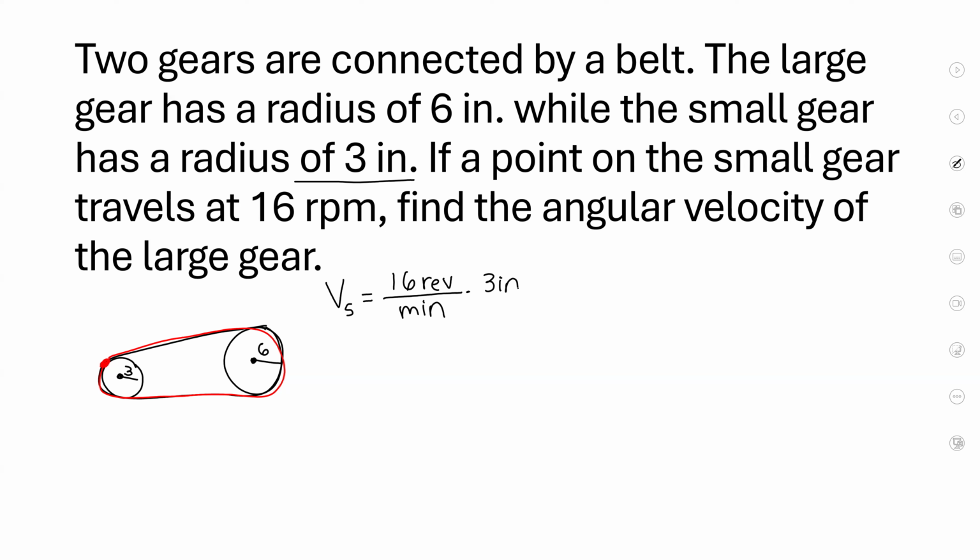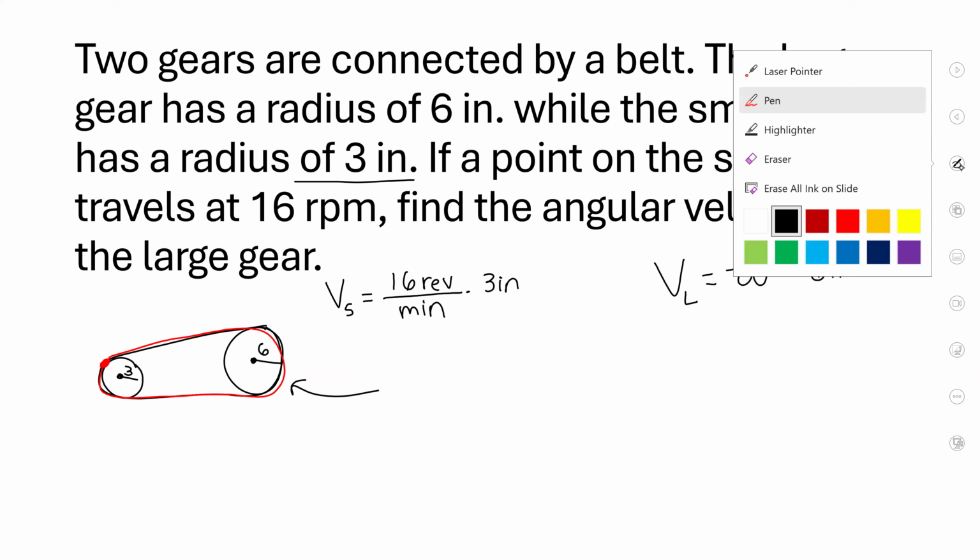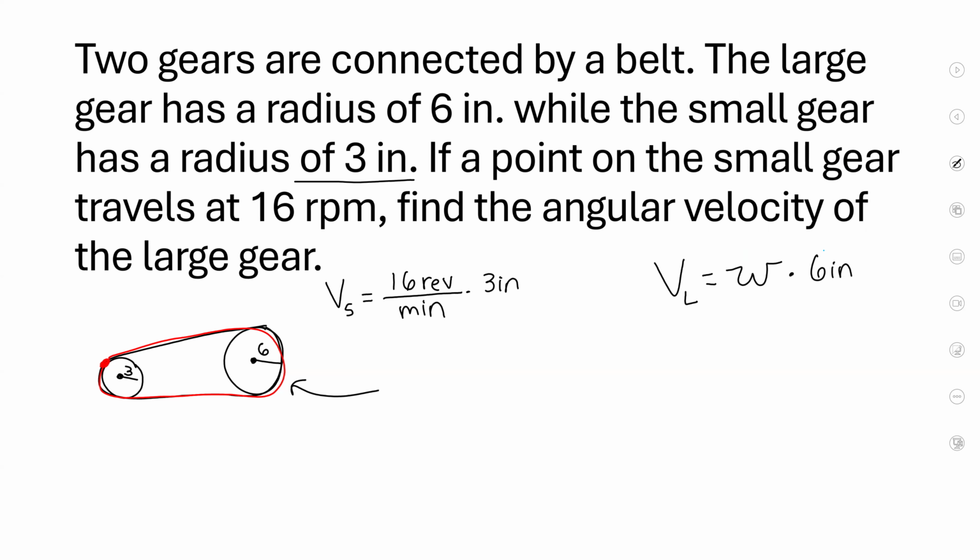Okay, now let's talk about this large gear. The velocity of the large gear is going to be angular velocity times the radius, which is 6 inches. Okay, now I'm going to pause here and let's talk about my picture. I'm going to use blue. This point is going to travel around the small gear, and then it's going to travel along the big gear. Isn't the speed at which it moves consistent? Yep, it's going to be consistent.